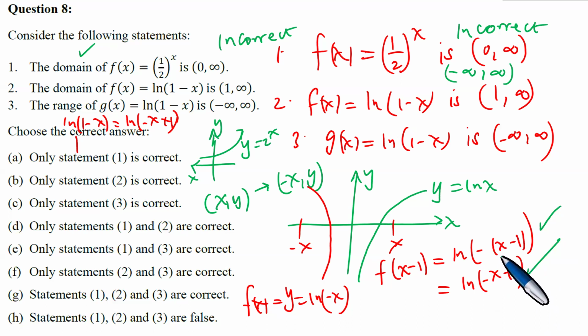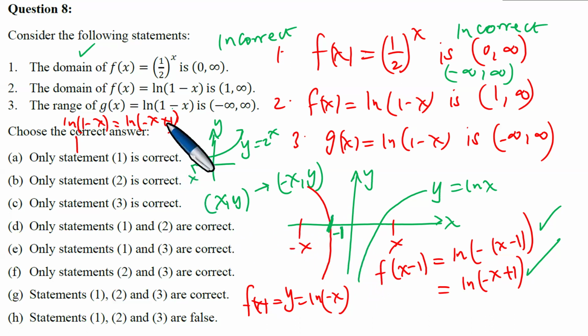So this means that you move the graph 1 unit to the right. Because now this is the graph of the ln of minus x, meaning it cuts here when x is minus 1, because when x is minus 1, you put it here, it becomes minus times minus 1, which is the ln of 1. The ln of 1 is what? The ln of 1 is 0. So this is the thing.